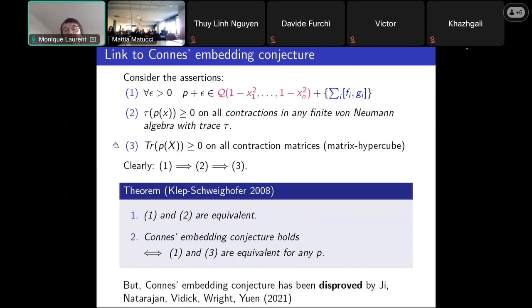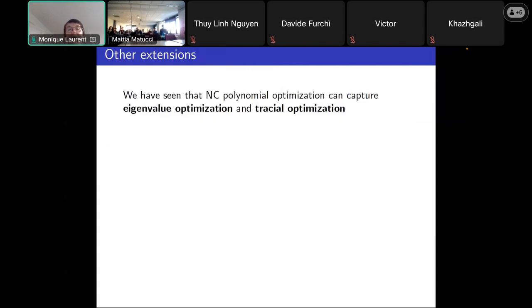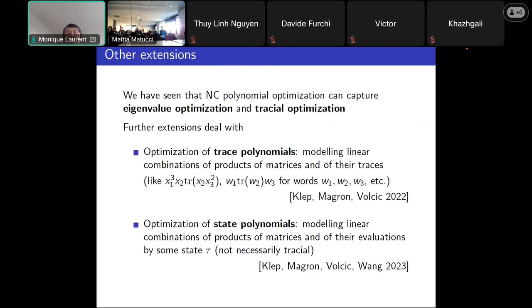But it's interesting to see one link between non-commutative polynomial optimization in the trace setting and this widely studied Connes' embedding conjecture, which also relates to other conjectures in quantum information, all of them disproved by now. And that's the last slide.